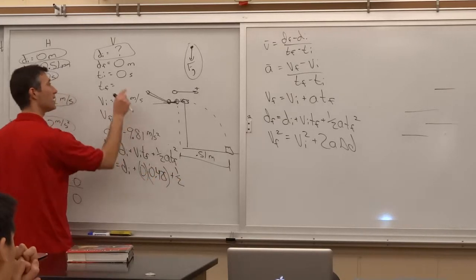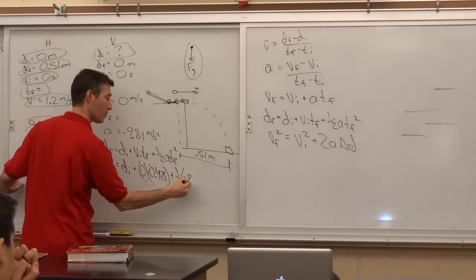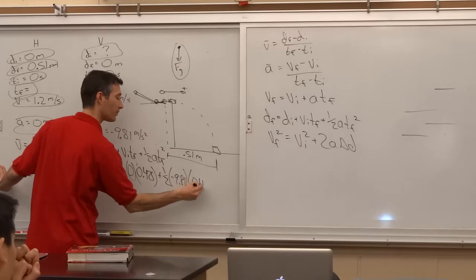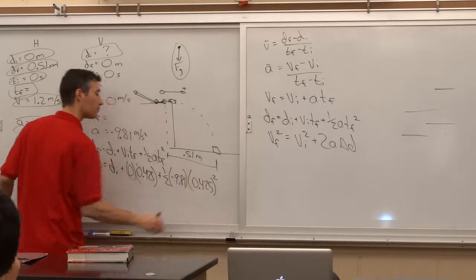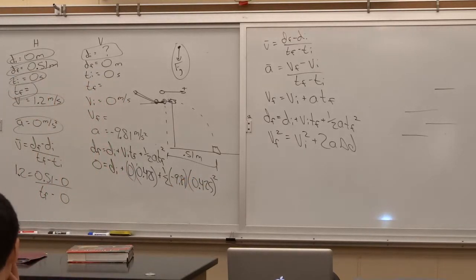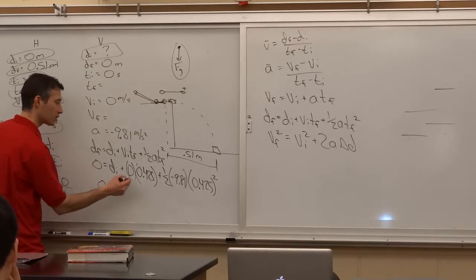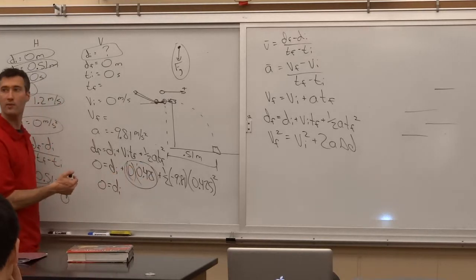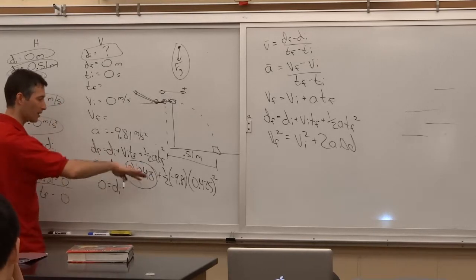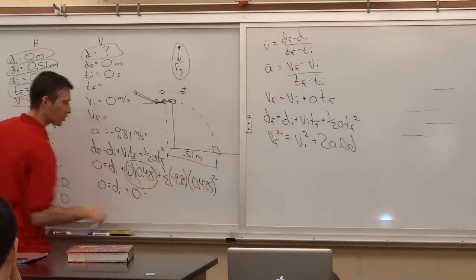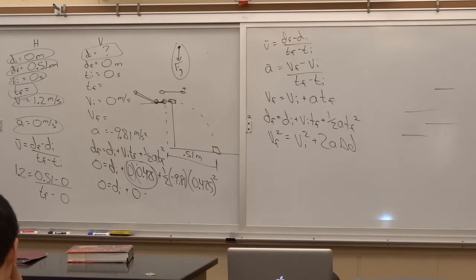The acceleration is negative 9.81. And then the time is 0.425. And that has to be squared. Alright, so as a next step, I can just totally ignore this term, right? 0 times 0.425 is just 0, so I'll just put in plus 0. And then I can go ahead and get this whole term. So 0.5 times negative 9.81 times 0.425 squared.